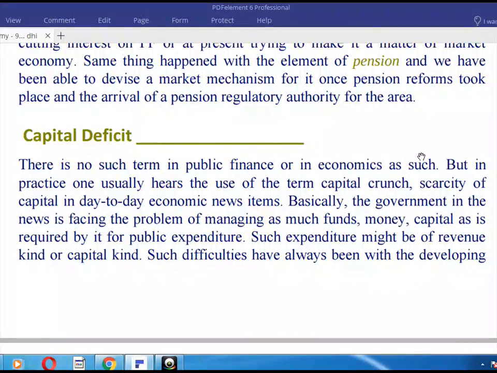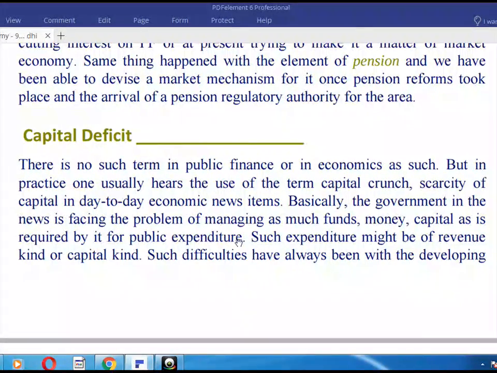Deficit in Indian economic books. Okay, so first we discuss capital deficit. There is no such term in public finance or economics as such, but in practice, one usually hears the use of the term capital crunch, scarcity of capital, in everyday economics, news items.